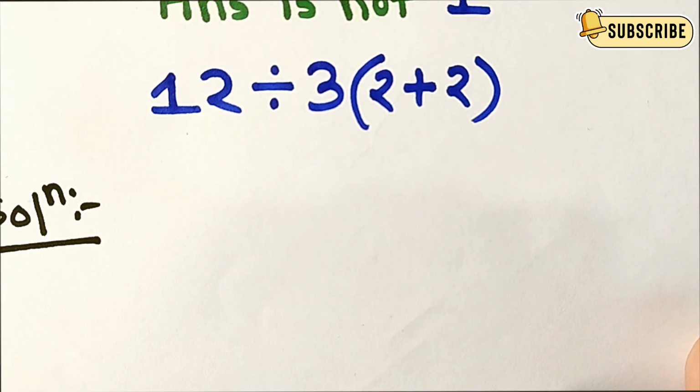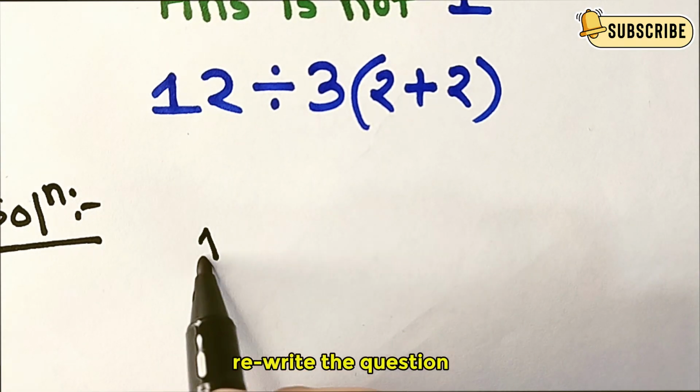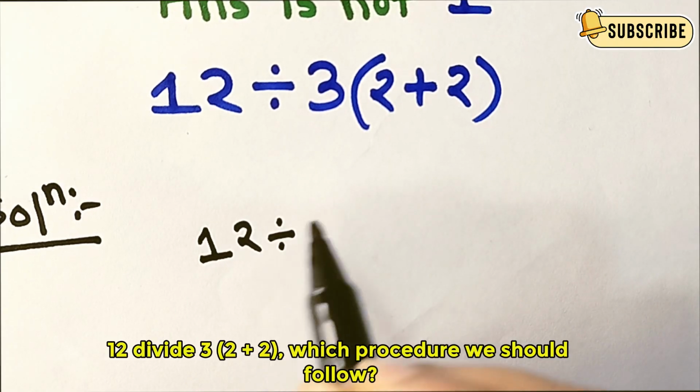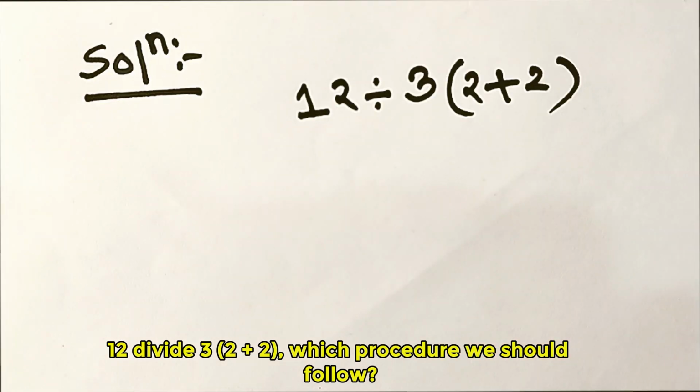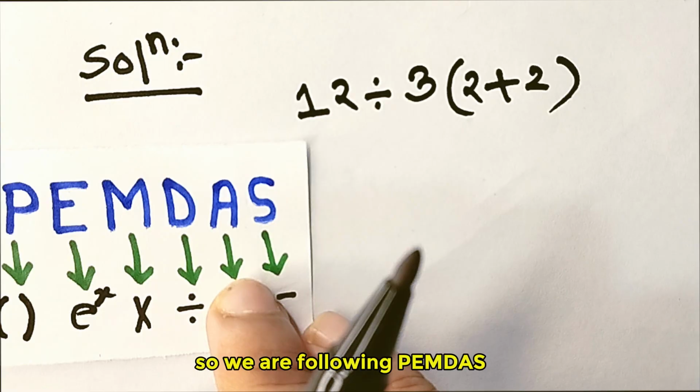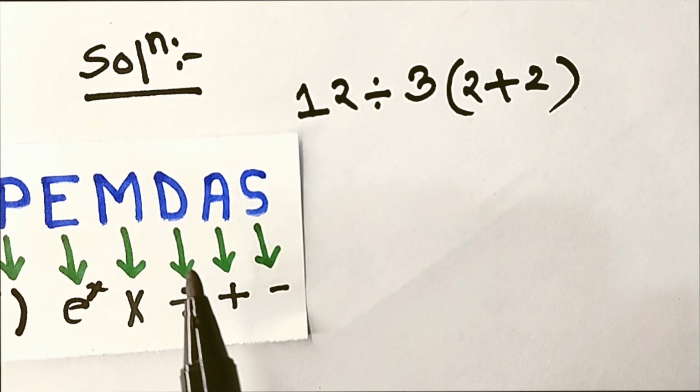First of all, rewrite the question: 12 divided by 3 times 2 plus 2. Which procedure should we follow? So we are following PEMDAS, yeah?